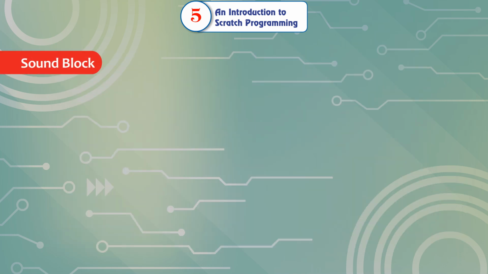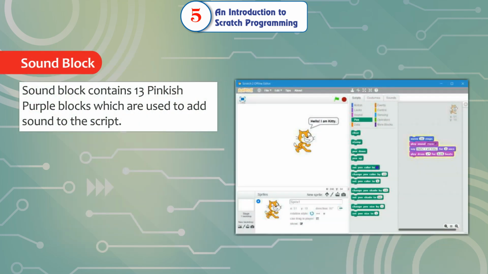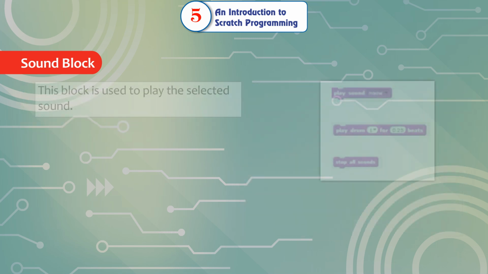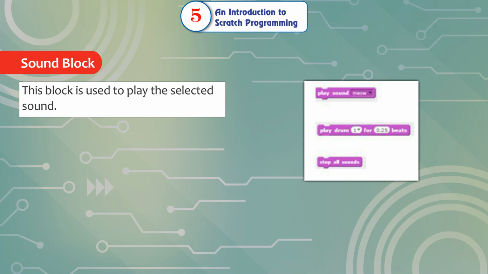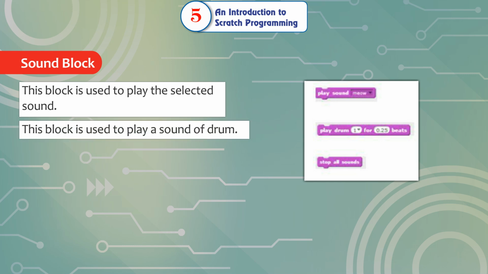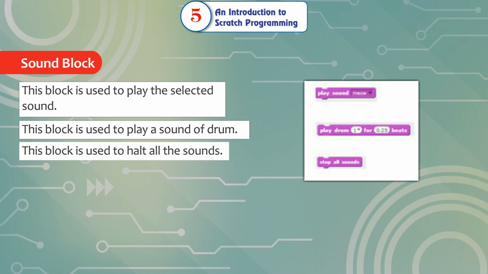Sound block. The Sound block contains 13 pinkish purple blocks which are used to add sound to the script. This block is used to play the selected sound. This block is used to play a sound of a drum. This block is used to halt all the sounds.